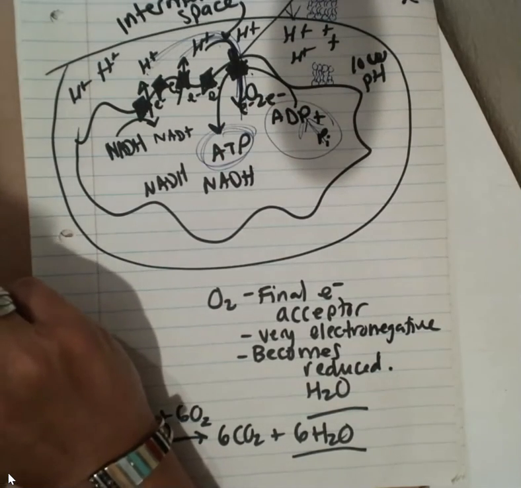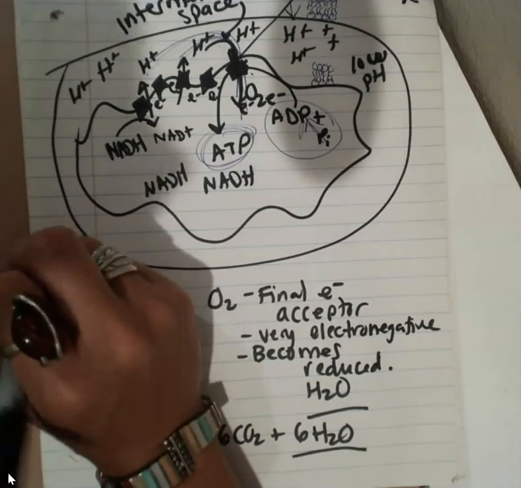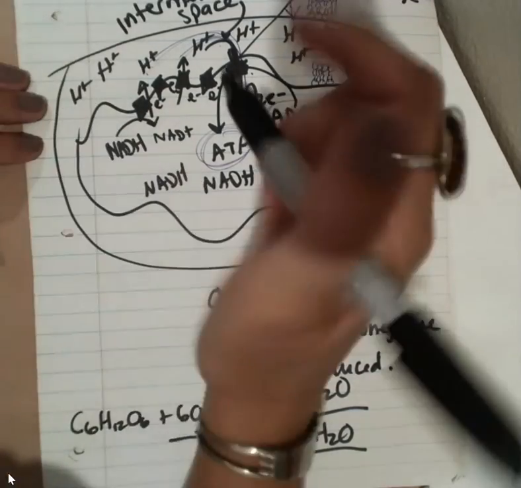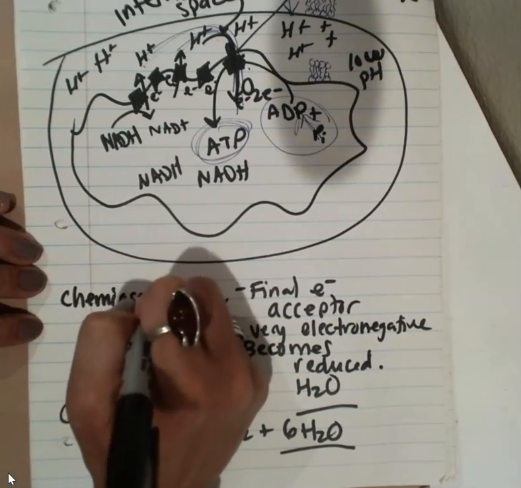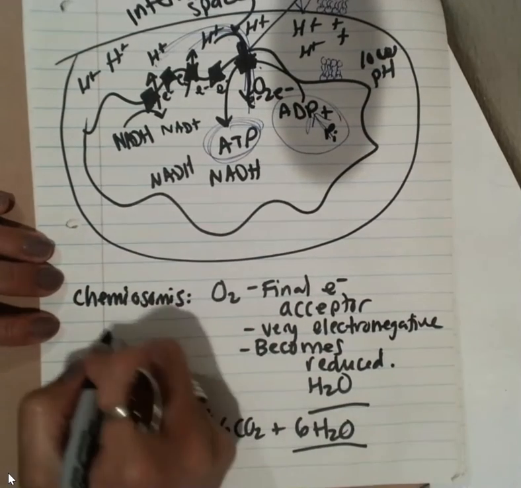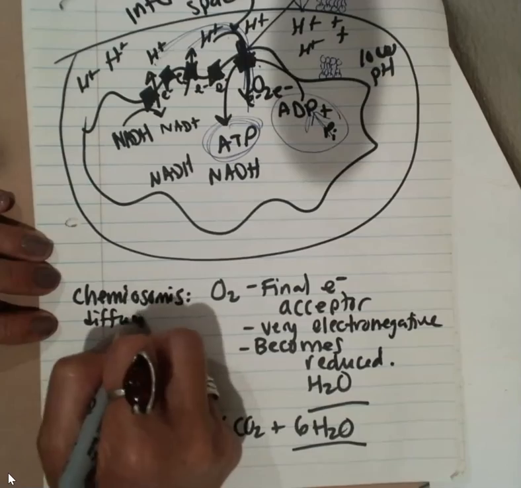And what else can I tell you? Yeah, I think that's it. So basically, if you want to see the word chemiosmosis, chemiosmosis is the diffusion of ions. Oh, no, I have more to tell you.